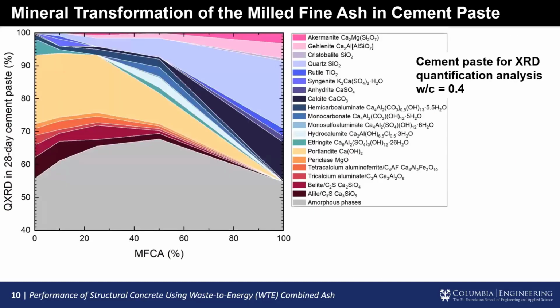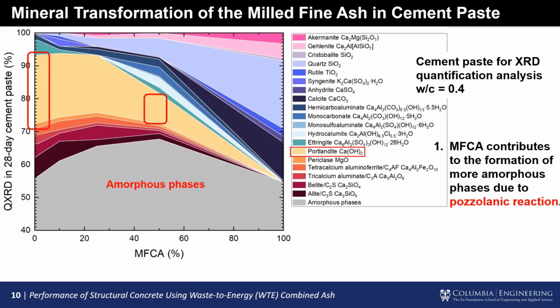Yeah, so to investigate the mineral transformation of fine combined ash in the cement hydration system, the cement paste with the ash addition from 0 to 100% was investigated by the XRD quantification analysis at a water to cement ratio of 0.4. And to prevent the influence of atmospheric CO2, all cement paste samples were cured in water and sealed by polypropylene film. And this result was also examined by the TGA analysis. And let's see the result.